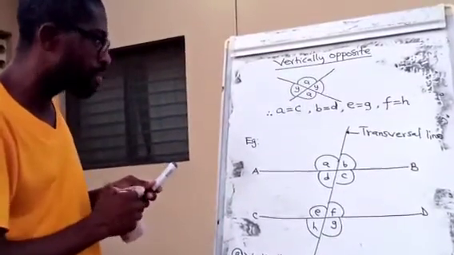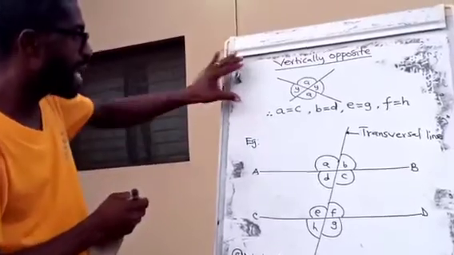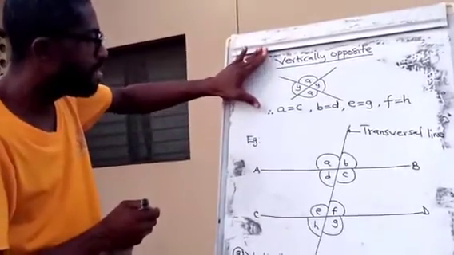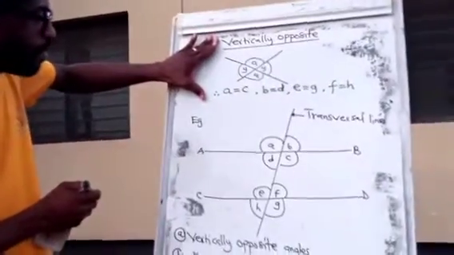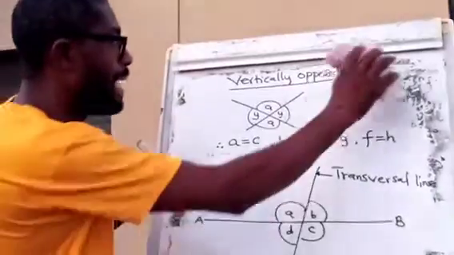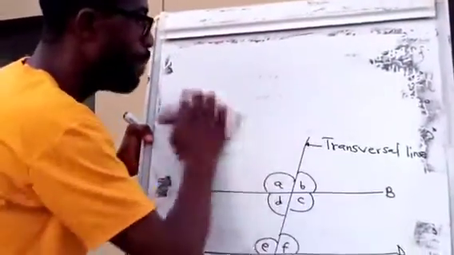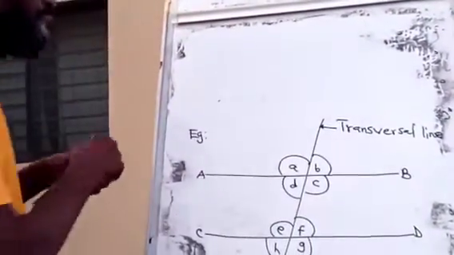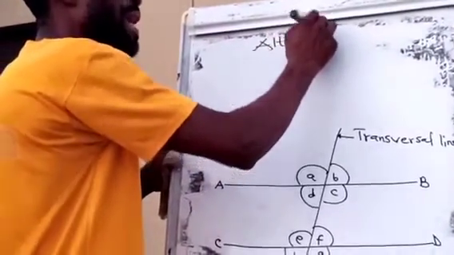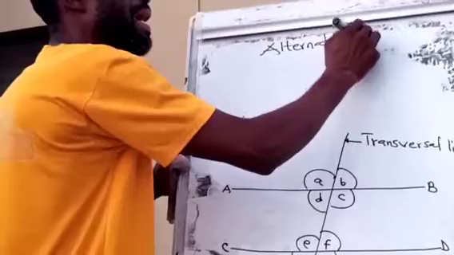Alternating angles. I want to clean this side. Let's observe it again, vertically opposite angles, for a while. Okay. Then we can clean this and also talk about our alternating angles. So, using the same diagram, alternate angles.